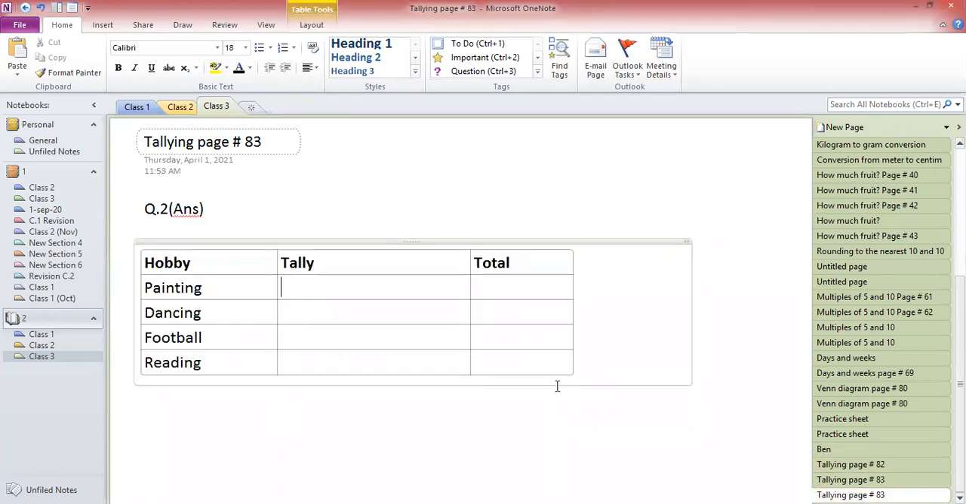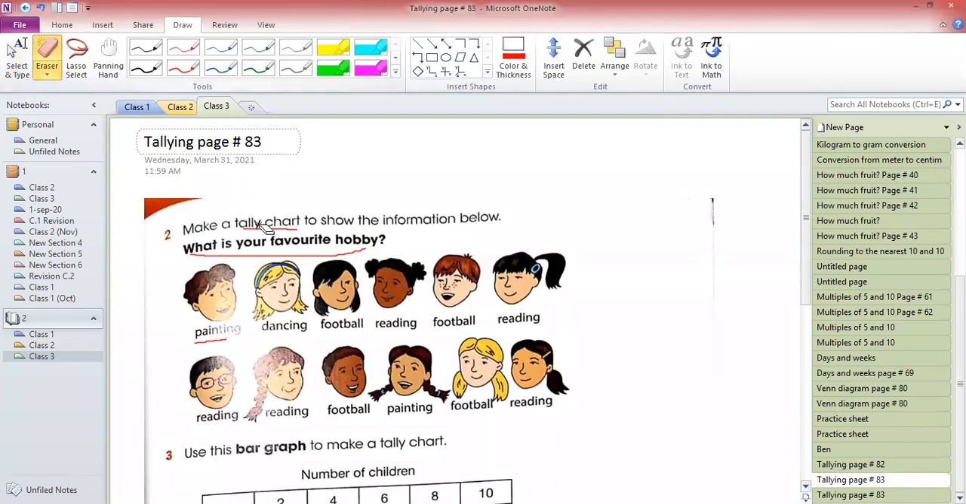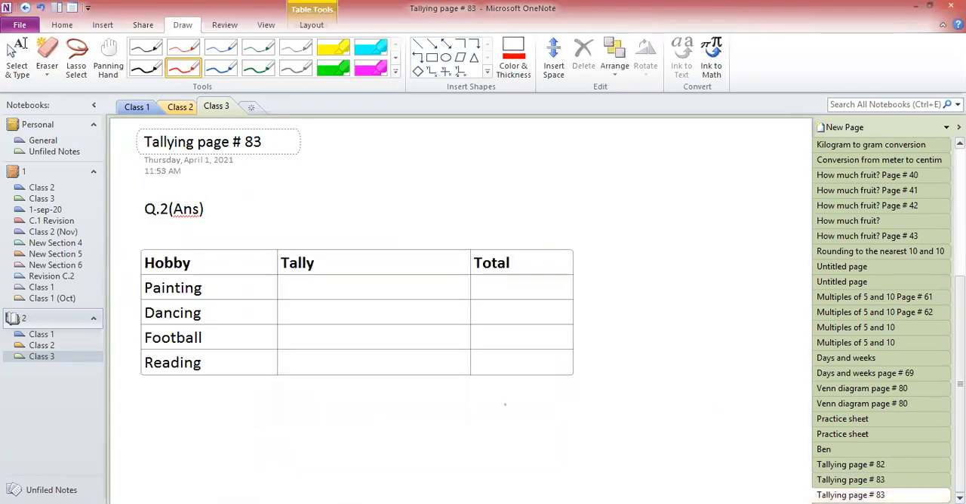Now we are going to start marking tally. How will you do it, guys? Look carefully. Take a pencil with you and do it with me. The first one is painting. So I will cut painting and I will come here and mark tally.